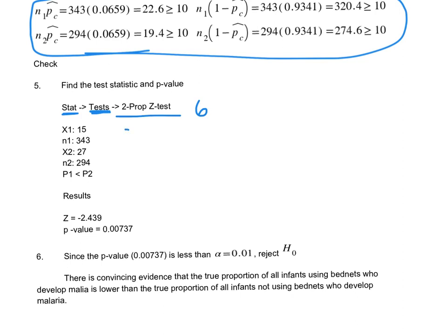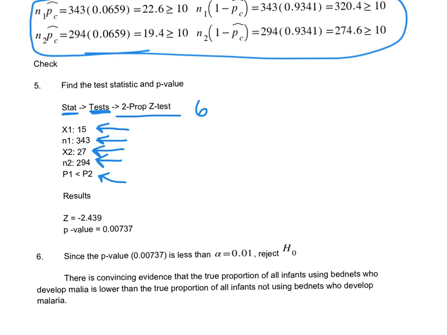So X1 is the number of successes in the first sample. N1 is the sample size of the first sample. Number of successes, and by successes I mean infants who develop malaria. Not the best terminology there, but you know what I mean. Then the sample size for the second sample. And then this is a one-tailed test to the left of our test statistic. Let's see, I'll put all that in now.